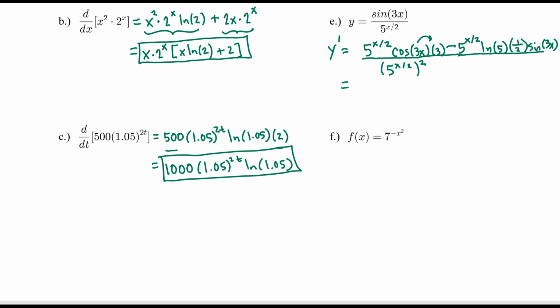Notice in our numerator here we do have 2 terms, and I spy that 5 to the x over 2 is common to both of those terms. So I'm going to factor it out as a greatest common factor. Notice what's left out of that first factor is cosine of 3x times 3. I'm going to move the 3 to the left, call it 3 cosine of 3x for readability. And then we have 1/2 natural log of 5 sine of 3x left from that second term.